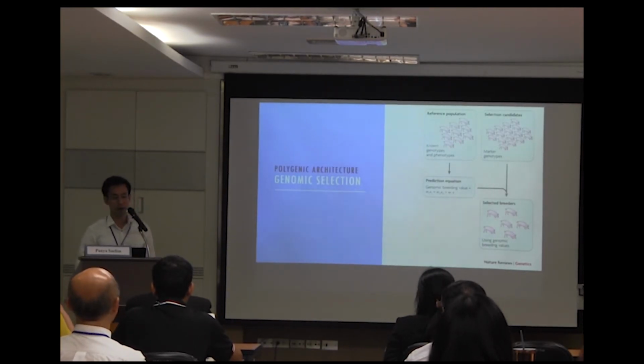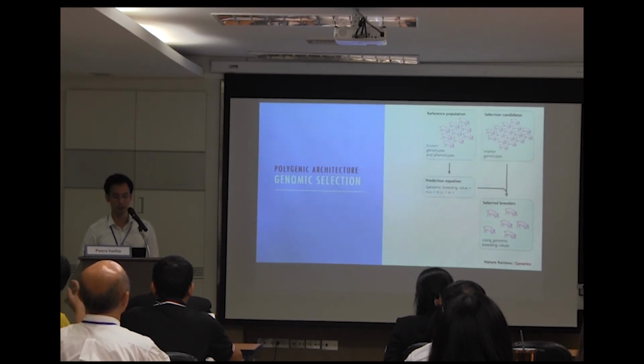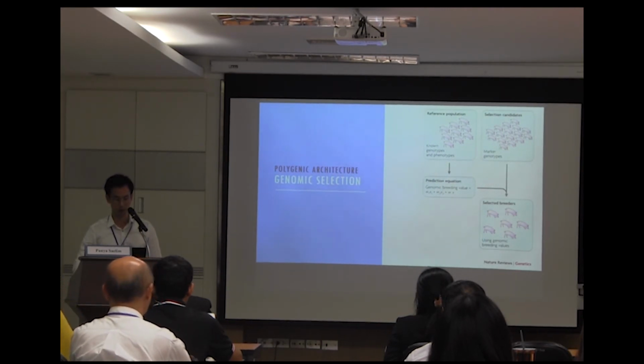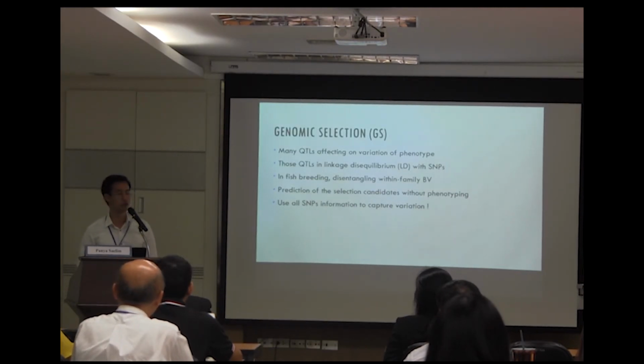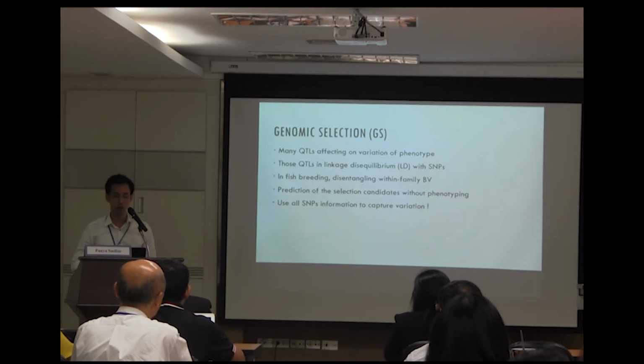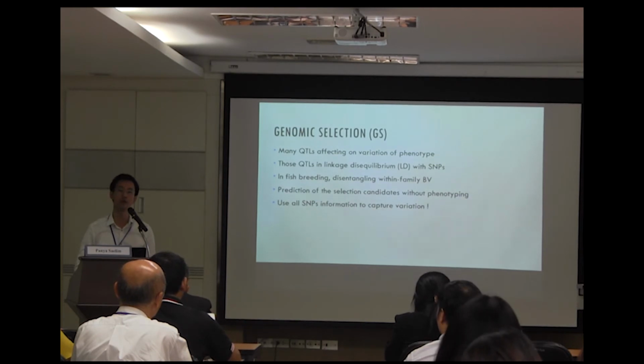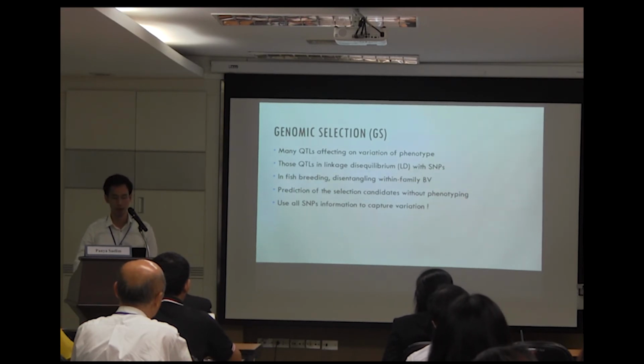If the genetic architecture for the animal is polygenic, genomic selection is the method. I can see that it's now 15 minutes, so I have to speed up. For genomic selection, you assume that there are many QTLs, not just one, affecting the variation of the phenotype, and you have to assume that those QTLs are in LD with at least one of the markers. In fish breeding, the most important thing is that you want to make sure the within-family breeding values are not the same, because otherwise you end up selecting the whole family and it's not that accurate.